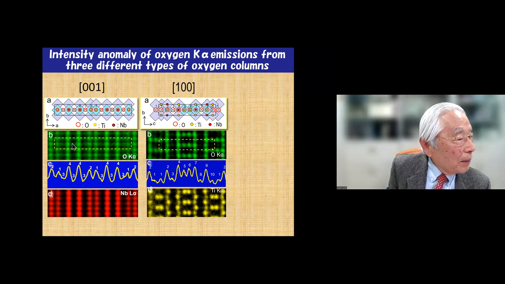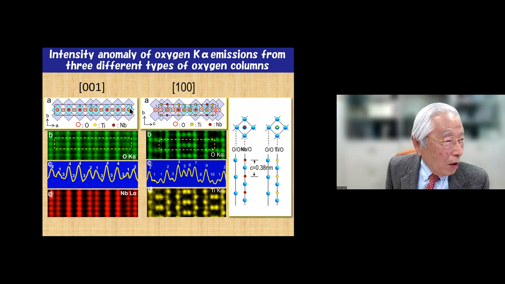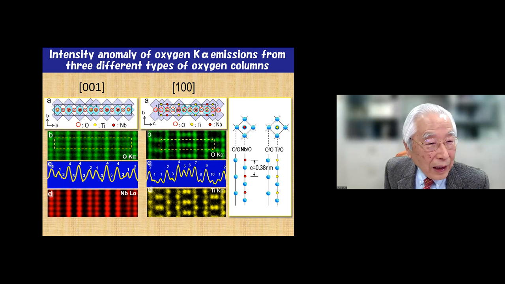So we see some different contrast. Actually, if you look at the structures and the octahedron, the big circle is oxygen, and the metal site, the yellow and red one, is niobium, but all these sites have oxygen. And if we look at the oxygen columns from the 100 direction, we have three types of atom columns.